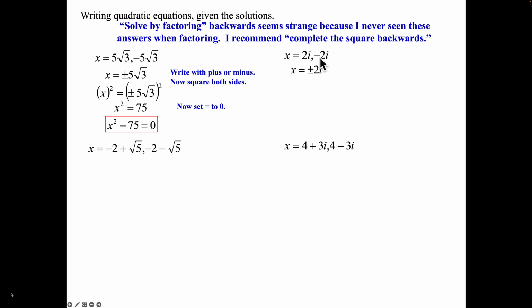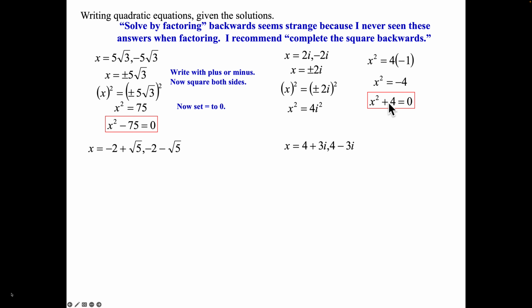2i, minus 2i. And don't be surprised if they just give you one of these. Sometimes they'll say x equals 2i. Then you automatically have to have a negative 2i. It's automatic. But again, if we set it as a plus or minus, we square both sides. Positive and negative becomes a positive when you square it. 2 squared is 4. i squared is i squared. But we know that i squared is also equal to a negative 1, which now makes us x squared equals negative 4. Add the 4 over, and x squared plus 4 equals 0. And there is my quadratic equation.